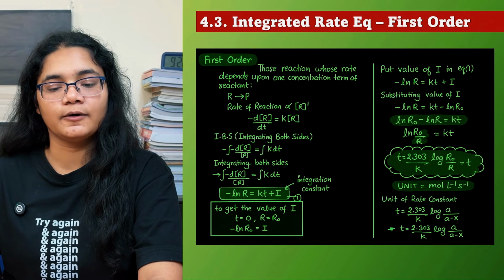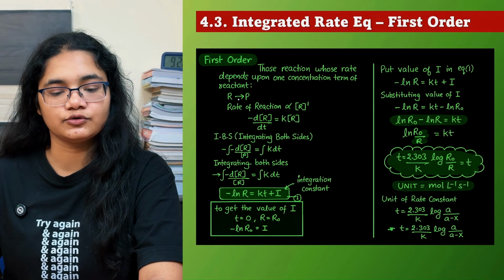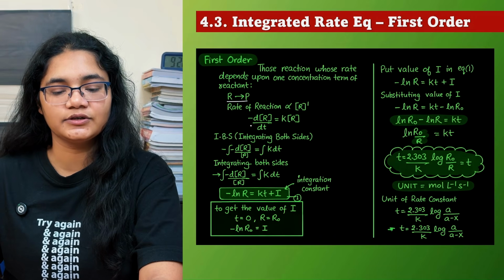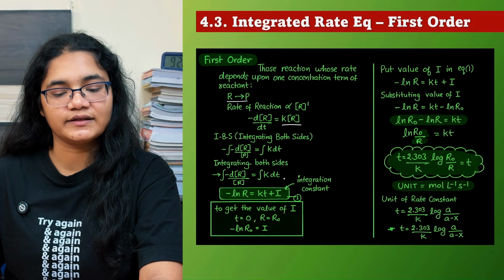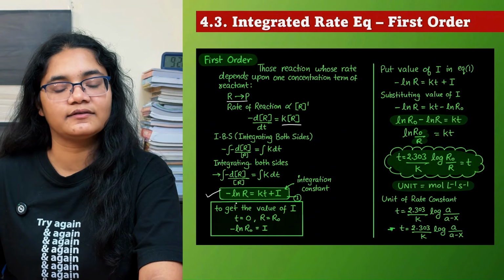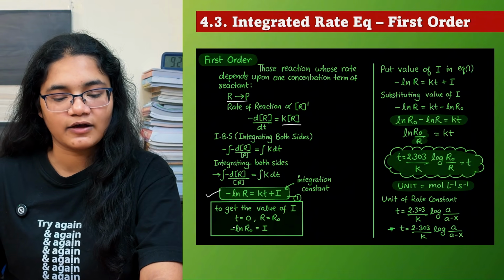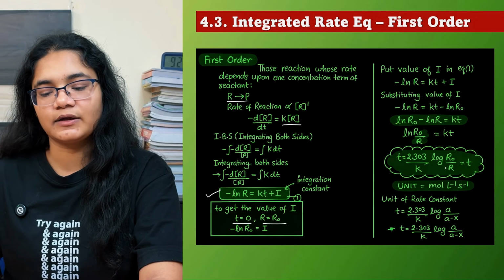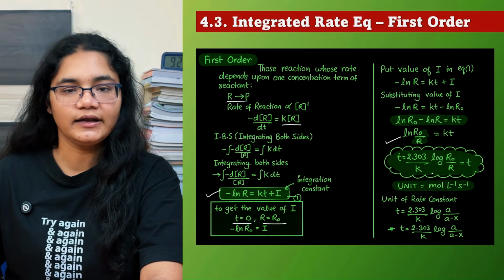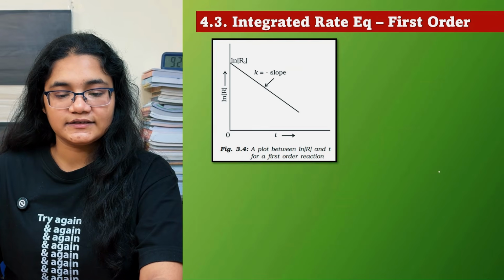Now moving to the next one, integrated rate equation. We'll talk about the first order derivation. So here also R gives you P, suppose this is the reaction, minus dR by dt is equal to kR, then you can multiply R on this side and then integrating on both sides you will get this value. Then to find the value of I, you have to take t equal to 0 and R is equal to R naught, and then calculate this and you will finally get this integrated rate equation.